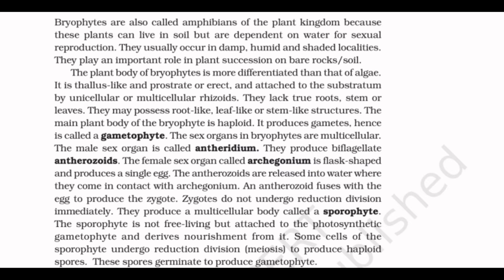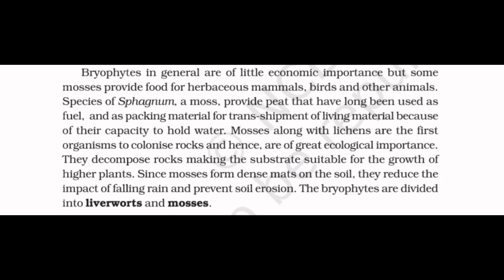Zygote do not undergo reduction division immediately. They produce a multicellular body called a sporophyte. This sporophyte is not free-living but attached to the photosynthetic gametophyte and derives nourishment from it. Some cells of this sporophyte undergo reduction division, meiosis, to produce haploid spores. These spores germinate to produce gametophytes.